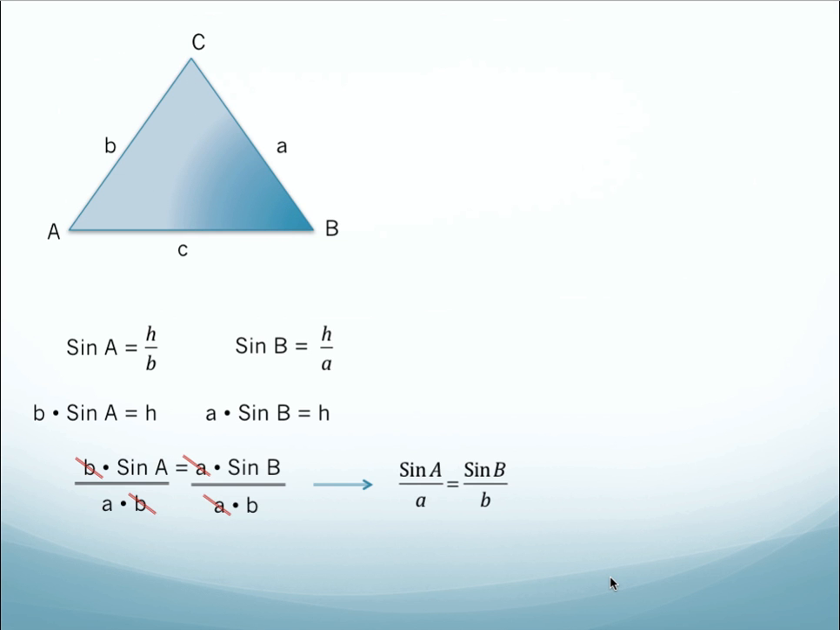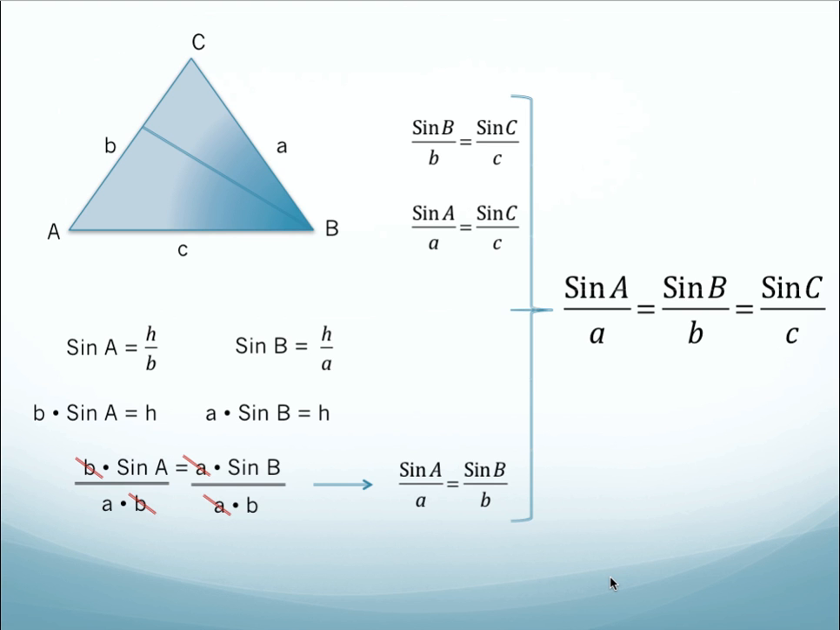I can do this exact same thing by drawing a different altitude, and I would get the sine of B over B equals the sine of C over C. If I drew the altitude from the third vertex, I'd get the sine of A over A equals the sine of C over C. These three equations together make the sine of A over A equals the sine of B over B equals the sine of C over C. And that is the law of sines.